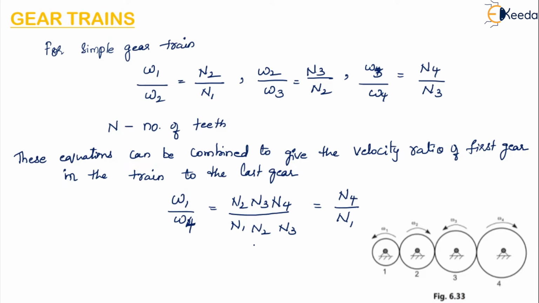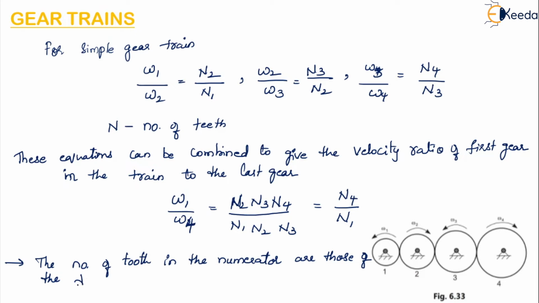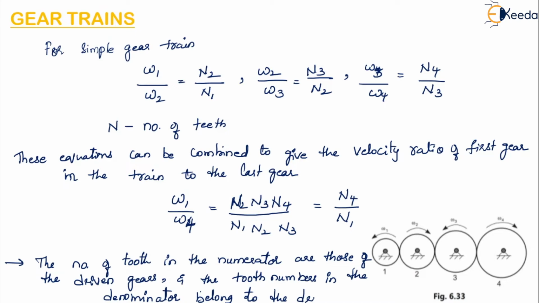The number of teeth in the numerator are those of the driven gears, and the tooth numbers in the denominator belong to the driver or driving gear.